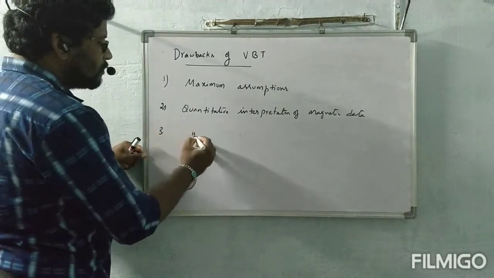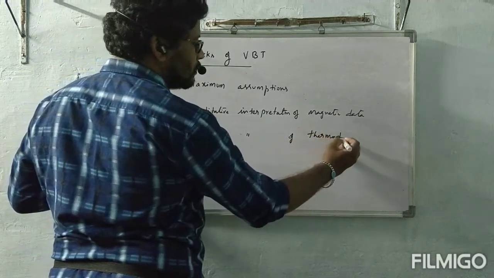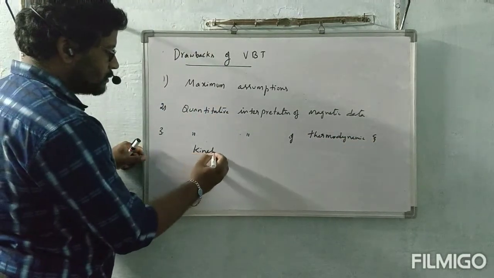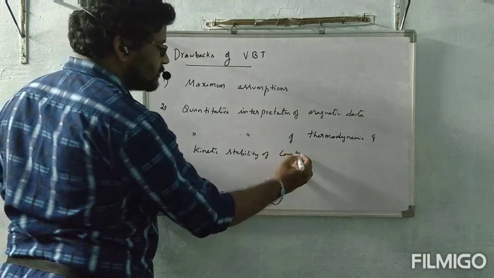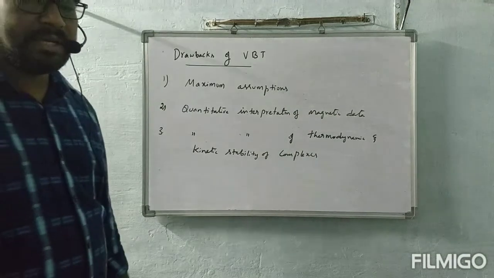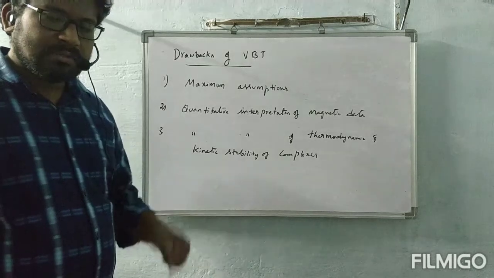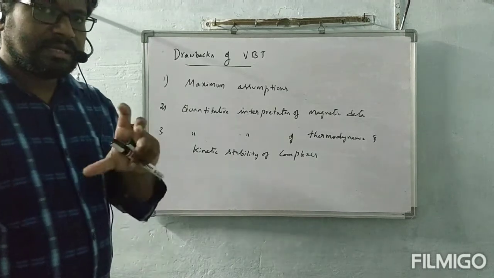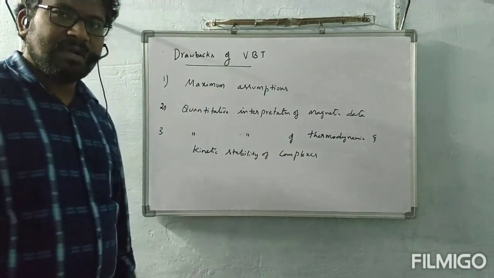Third one, quantitative interpretation of thermodynamic and kinetic stability of complexes. Those coordination compound stabilities were not explained by valence bond theory. Some compounds are very stable, some compounds are less stable. Why are some compounds highly stable and others less stable? That was not explained by valence bond theory.